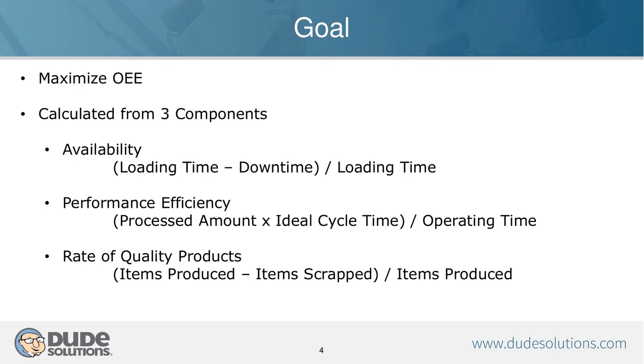Also, finally, it's the quality that is being produced. So it can be running all the time, and it can be running at the design performance rate, but if it's not creating quality products, then obviously we are not achieving the goal of our operations.